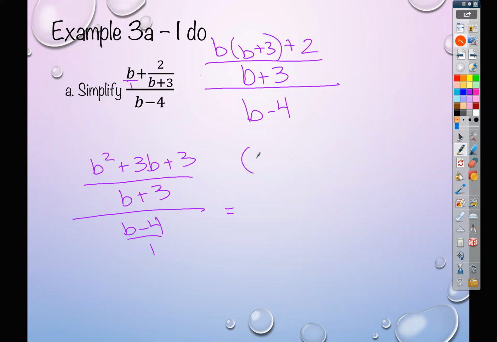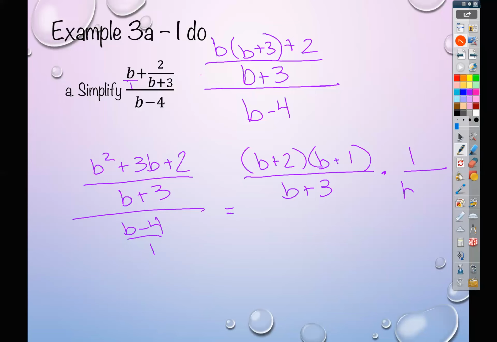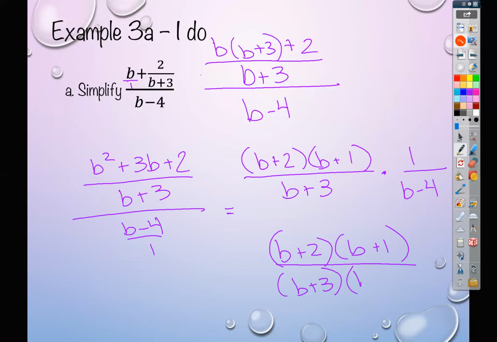Now I'm going to factor. I'm sorry, this should be a 2 right there. Okay, now I'm going to factor. So b times b, and 2 and 1 will multiply to give me 2 and add together to give me 3, over b plus 3, times 1 over the b minus 4, because I'm multiplying by the reciprocal. So my final answer is b plus 2, b plus 1 over b plus 3 times b minus 4.